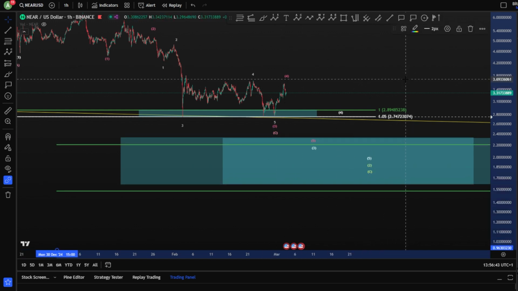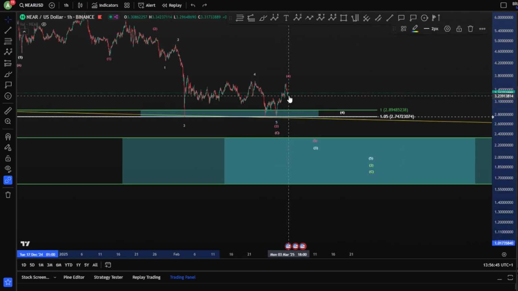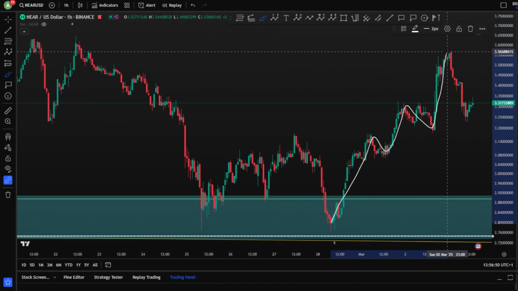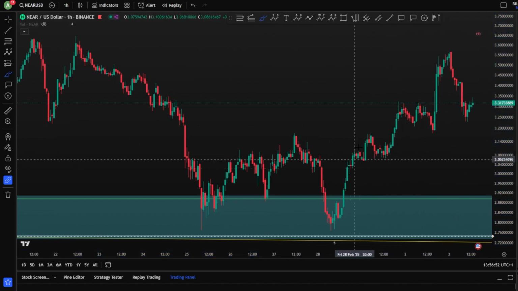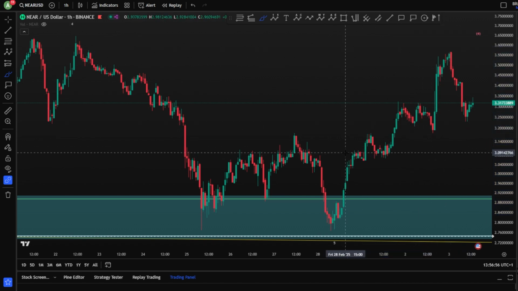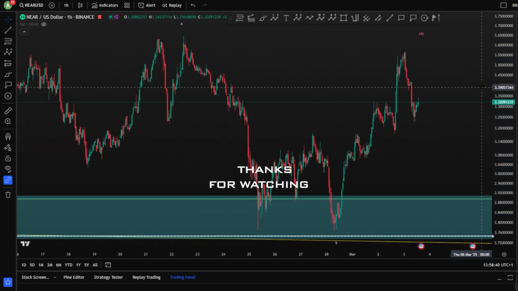Nothing is impulsive yet. We don't see any kind of impulse. And by the way, if you think this is an impulse 1, 2, 3, 4, 5, your wave 3 is the shortest between your wave 1 and your wave 5. So already invalidation. That was it for NEAR price prediction.